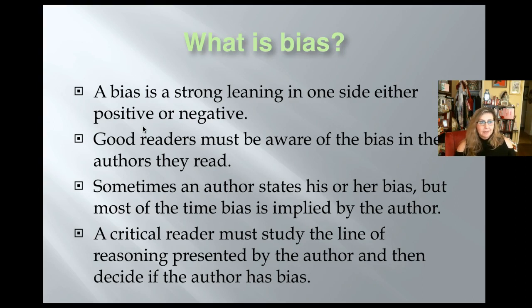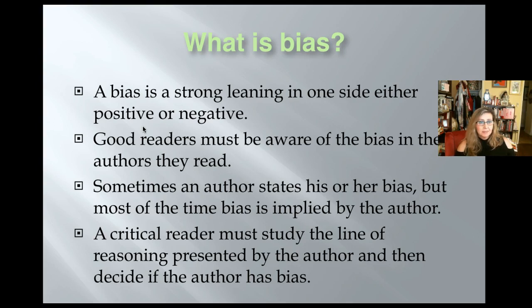A negative bias can include a lot of other facets. It could include someone who has a prejudice against a certain group of people, or a negative bias against dirty streets, or a negative bias against noisy, polluted areas. And so that bias can clearly come out in a person's language. Good readers must be aware of the bias in the authors they read. Sometimes an author states his or her bias, but most of the time bias is implied by the author.